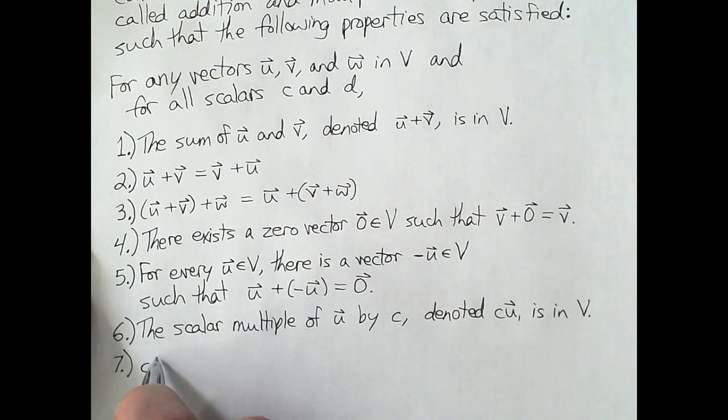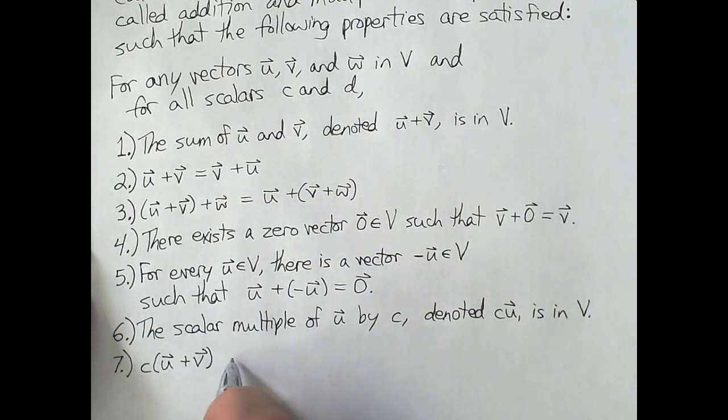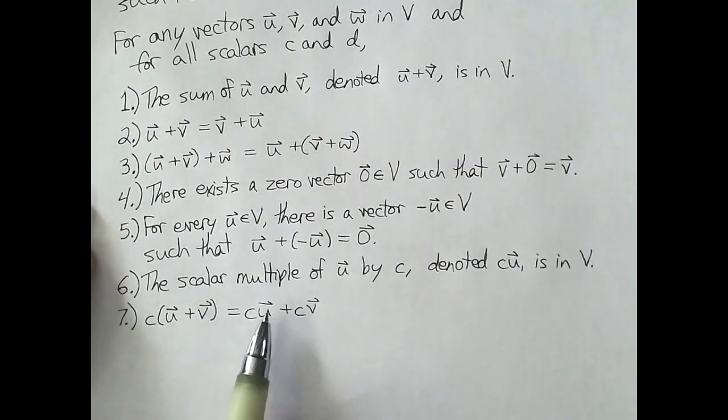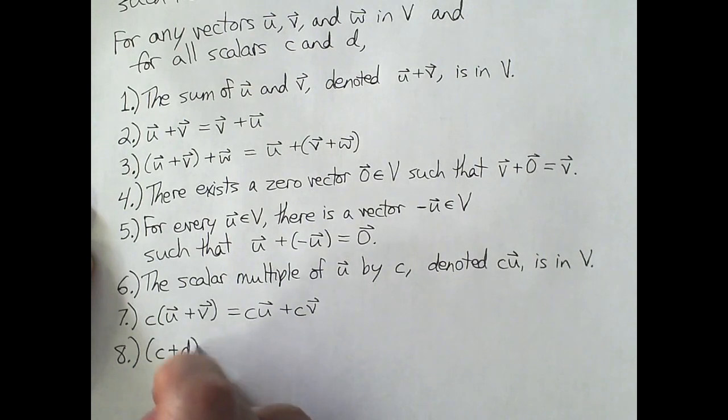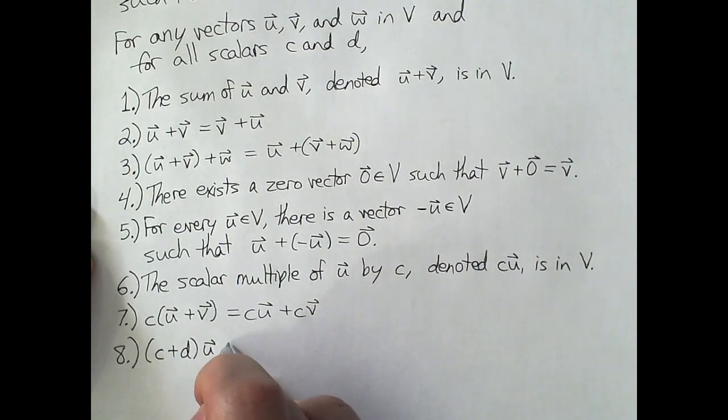Next property is sort of a scalar multiplication distributive property from the left, saying that when you multiply a sum of 2 vectors by a scalar, you can distribute across the parentheses. Next, we have a different kind of distributive property.